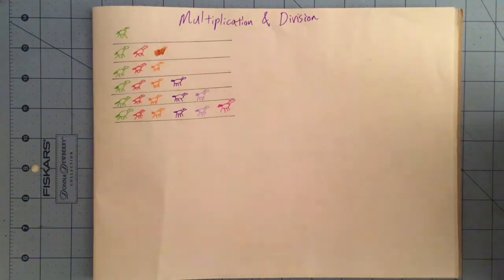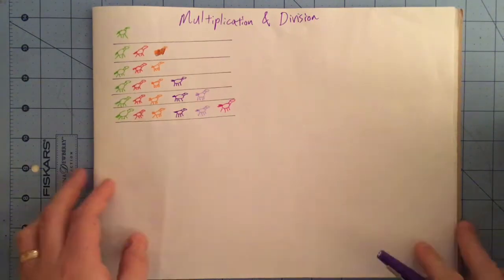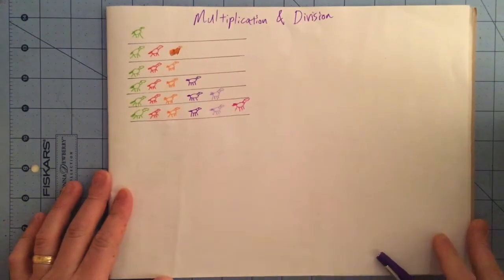Now, when we look at multiplication and division, it's important to note that they are two sides of the same coin. Kind of like addition and subtraction go together, multiplication and division can go together. We're going to look at this as fact families in a few different ways. So let's dive right in. The first way is multiplication as repeated addition.